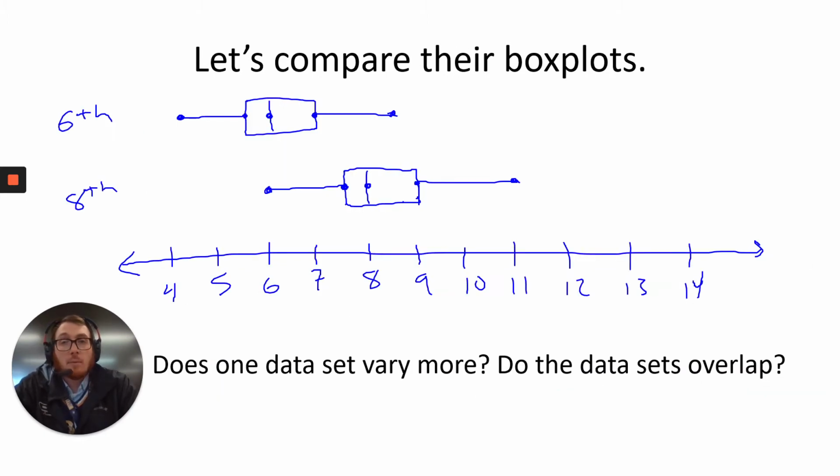Next, I created what's known as their box plots. So the box plot, remember, is the 5-number summary in visual format. So that's the lowest number, Q1, the median, Q3, and the highest number. So each of these dots represents that.